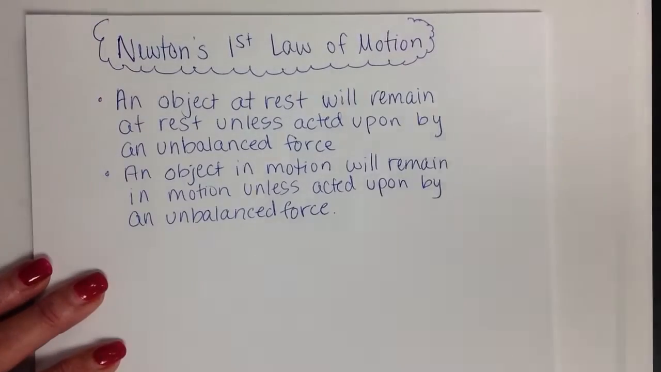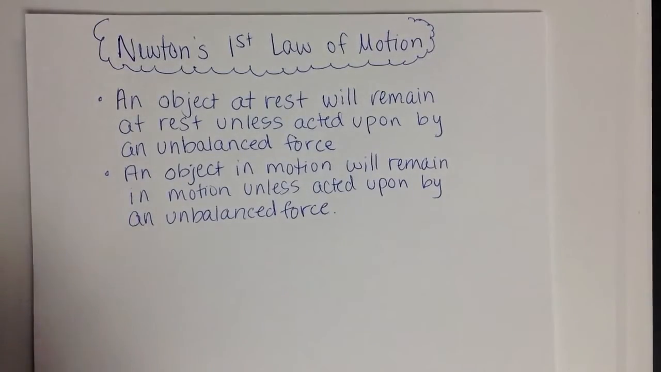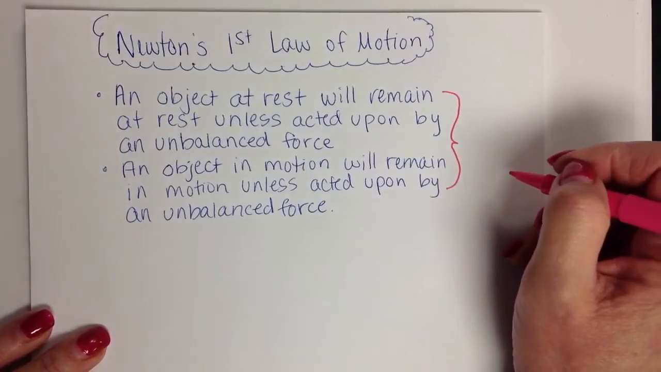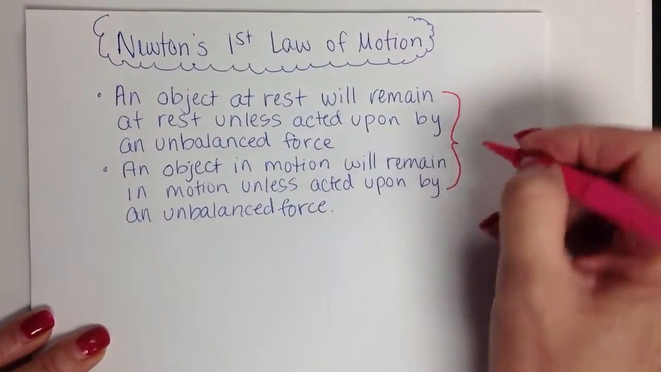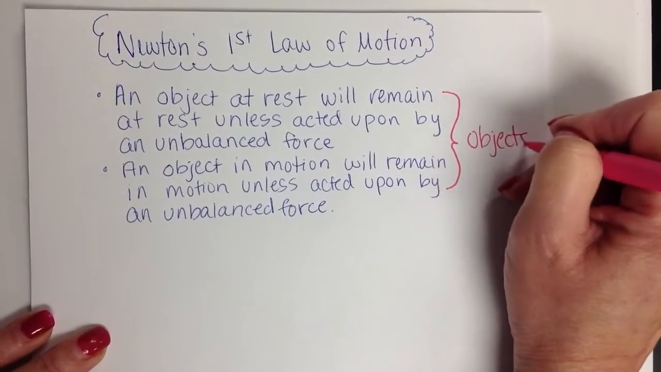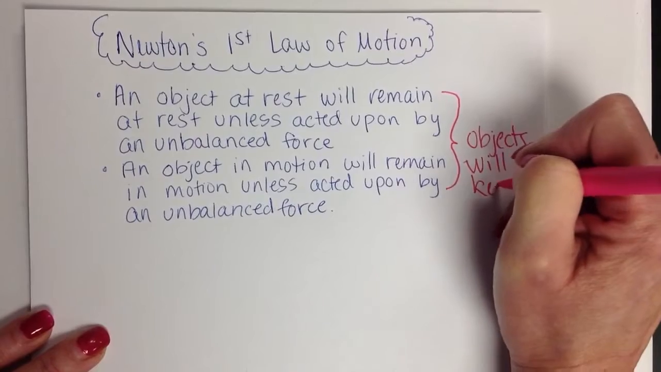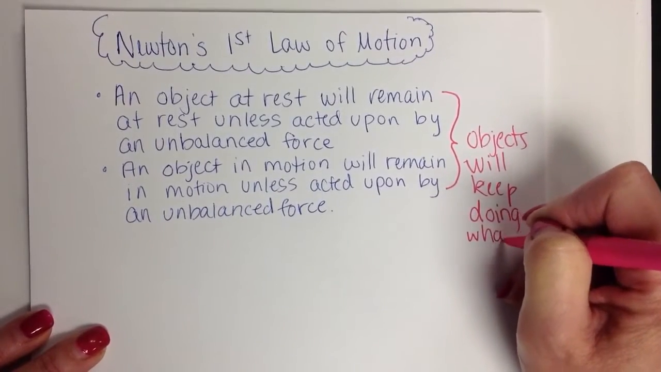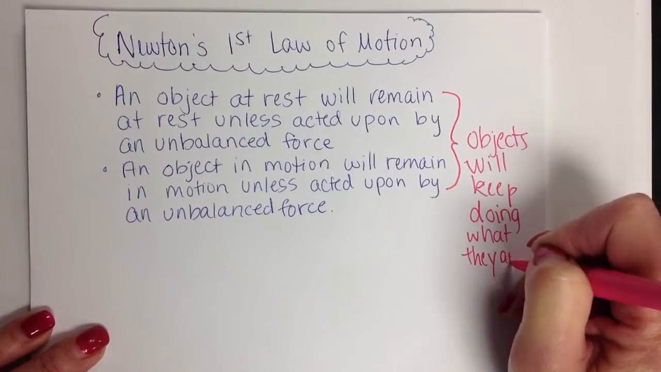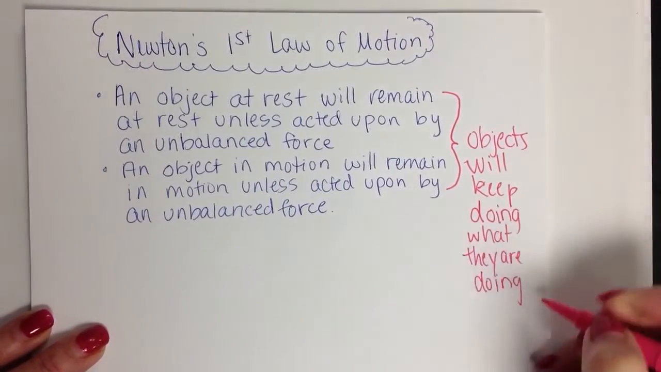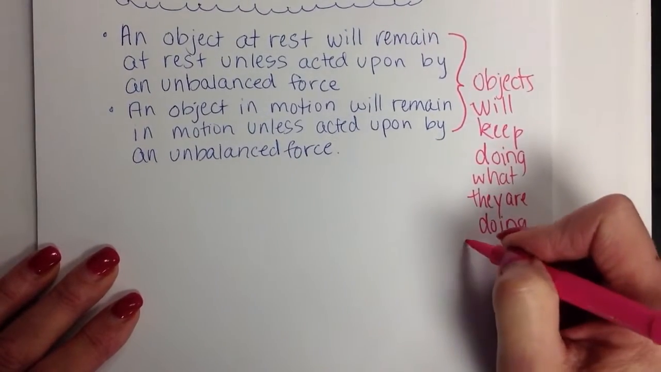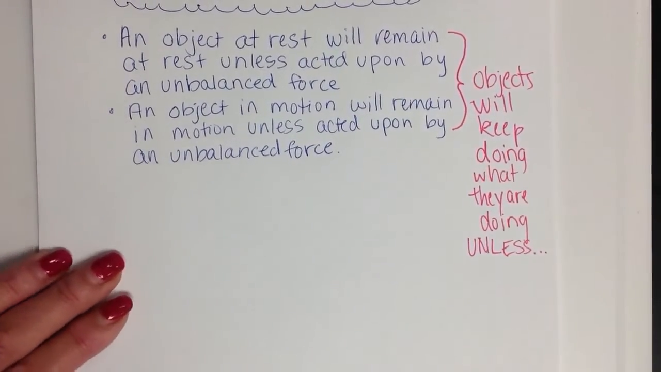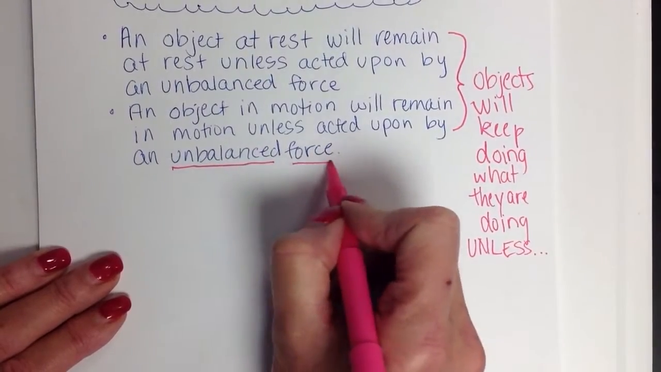Alright, so the first thing that stands out here is that objects, no matter if they're moving or not, will keep doing whatever they're doing no matter what, unless they're acted upon by this unbalanced force. So objects will keep doing what they're doing. And then that big one, of course, unless. Unless acted upon by an unbalanced force.